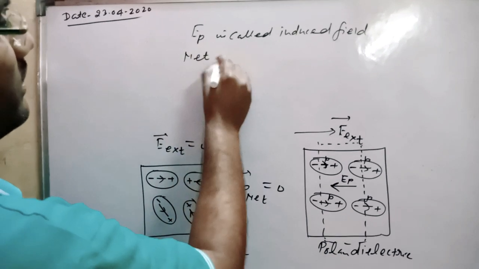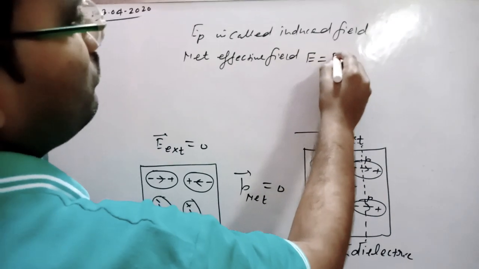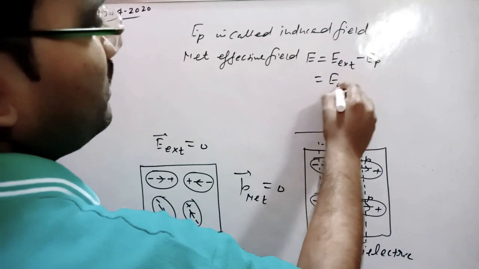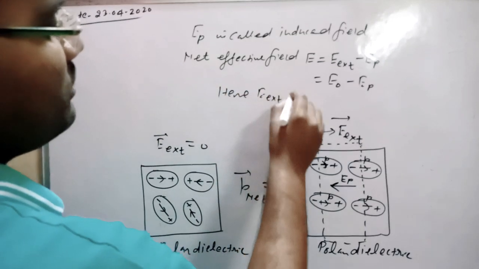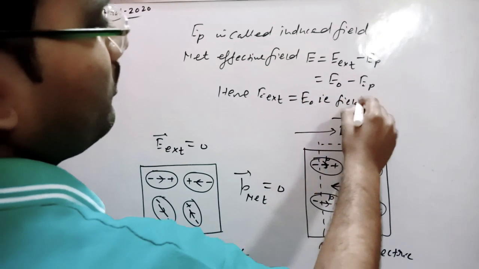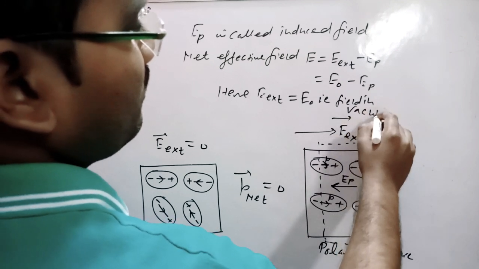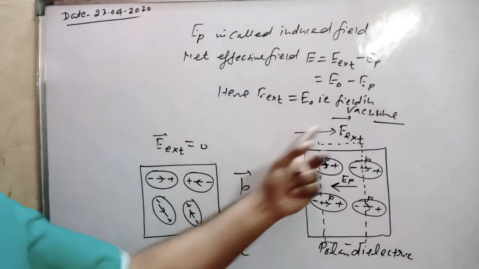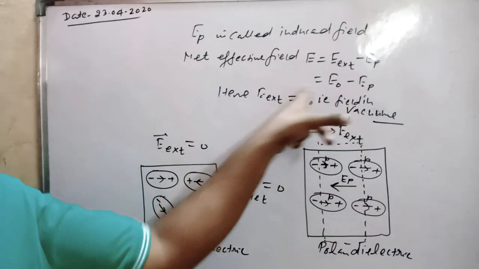The net effective field is equal to E external minus EP, or E naught minus EP. Here E external is equal to E naught, that means the field in vacuum. That means when a dielectric is placed in an external field, the effective electric field decreases.